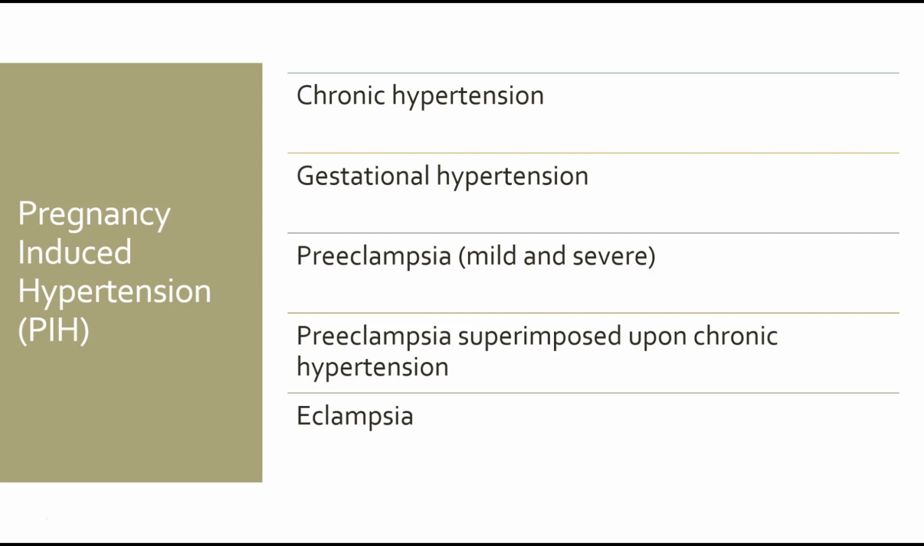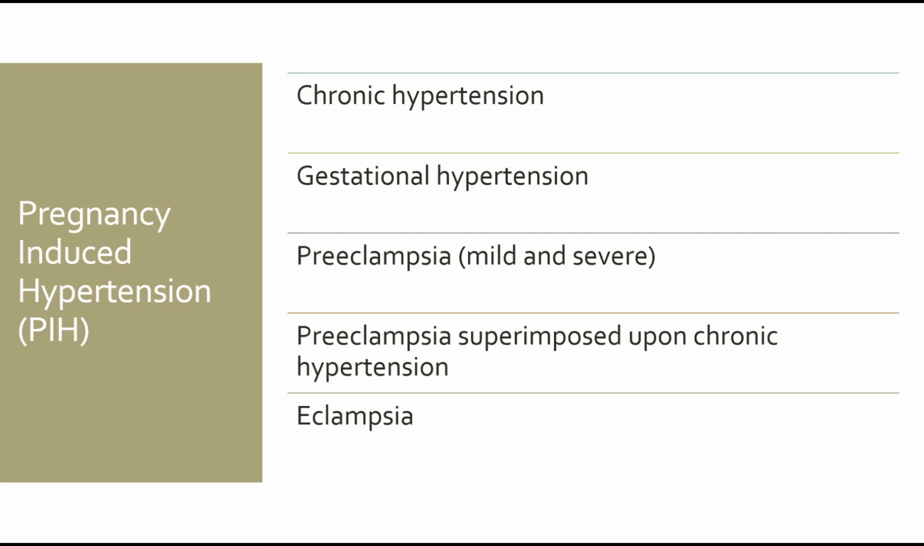Pregnancy-induced hypertension. So chronic hypertension, if she has a history of chronic hypertension. Another name for it, gestational hypertension, because it occurs during pregnancy. Preeclampsia. This is a form of pregnancy-induced hypertension. It's not exactly the same. It does have other symptoms involved with it, and it's a much more serious condition that we need to be aware of.